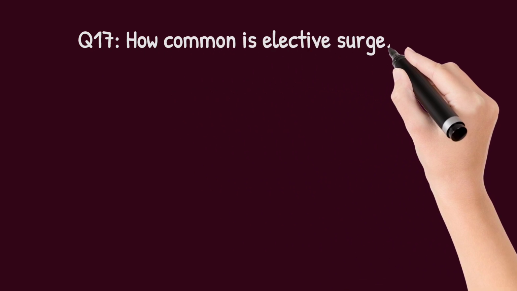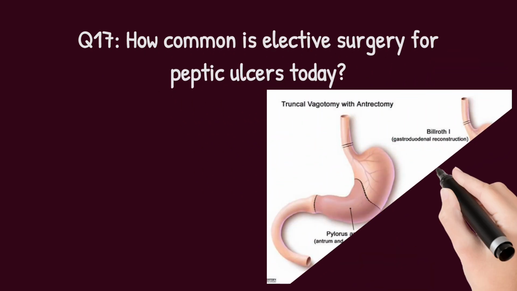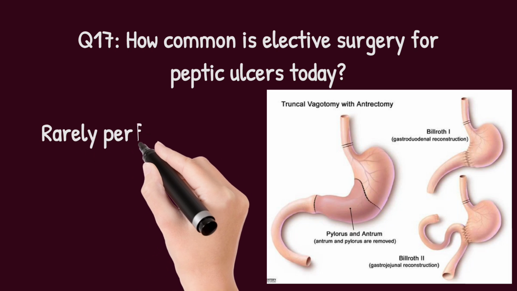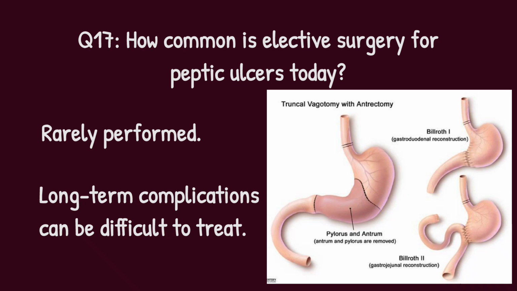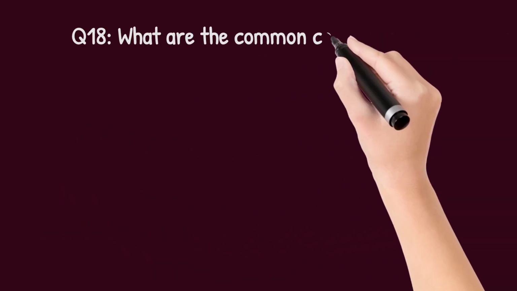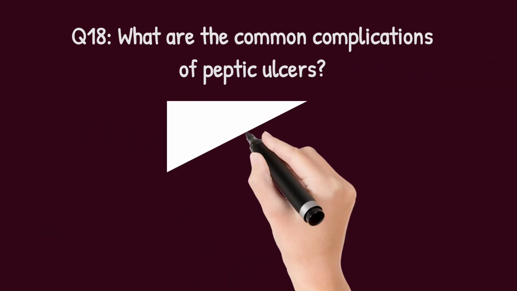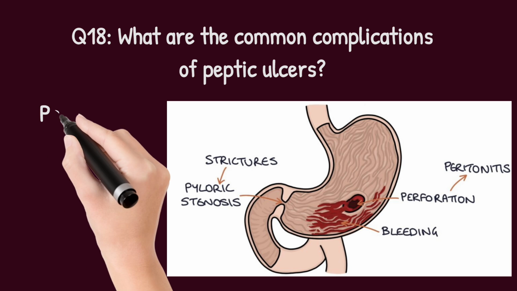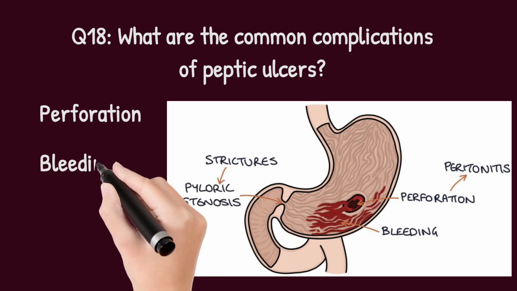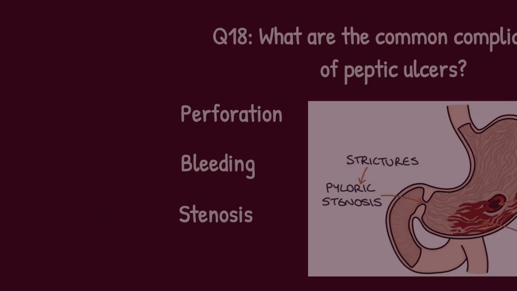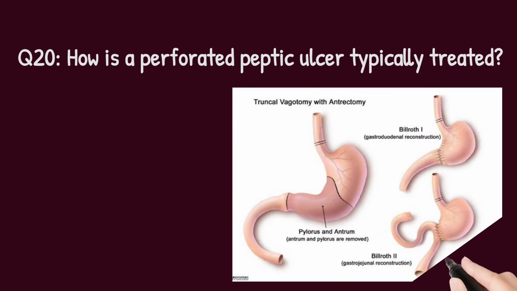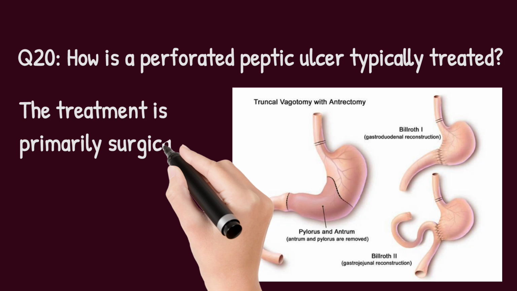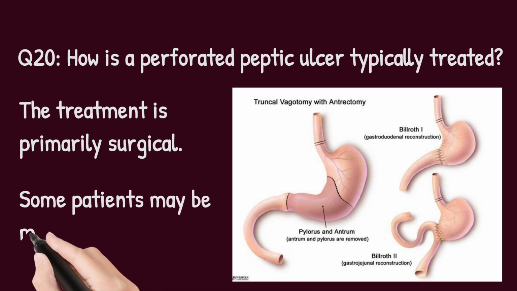How common is elective surgery for peptic ulcers today? Elective surgery is rarely performed, because long-term complications of surgery can be difficult to treat. What are the common complications of peptic ulcers? The common complications are perforation, bleeding, and stenosis. How is a perforated peptic ulcer typically treated? The treatment is primarily surgical, although some patients may be managed conservatively.